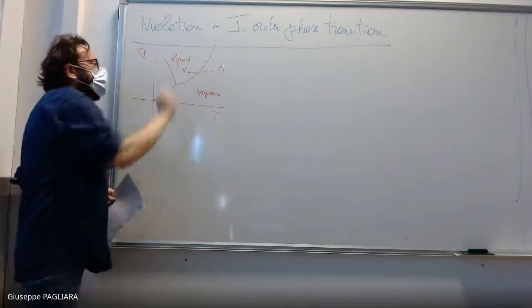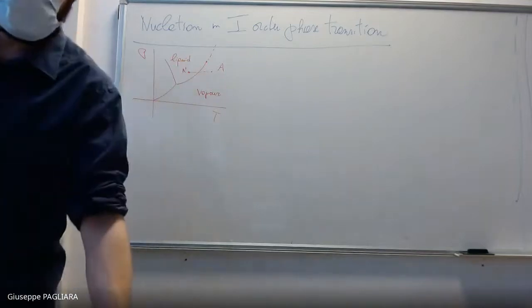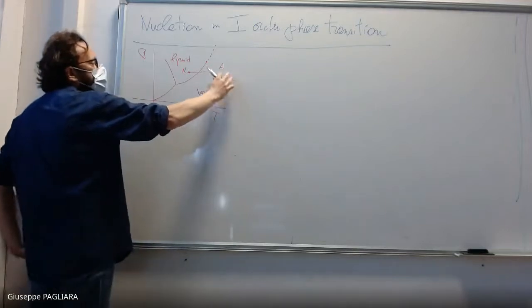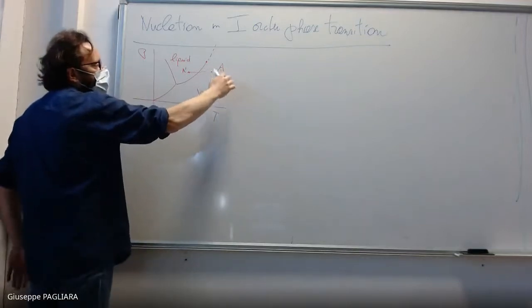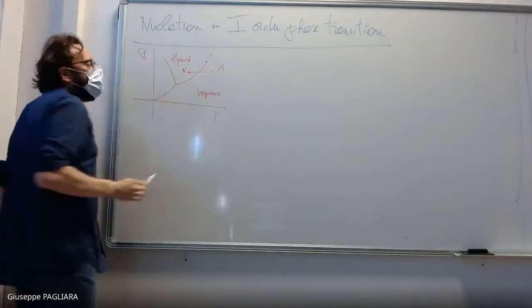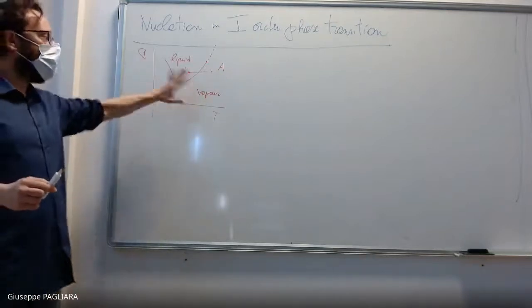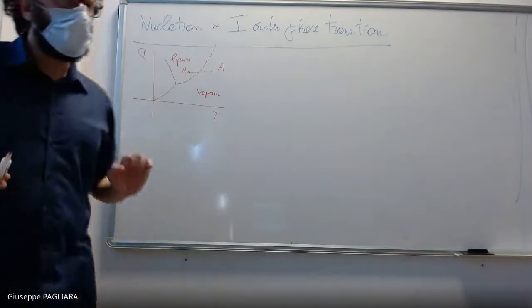Now, in thermodynamical equilibrium, what we know is that here we are in a phase which is the vapor, whereas here we are in a phase which is the liquid. Okay, and that's it. These are the situations at thermodynamical equilibrium.